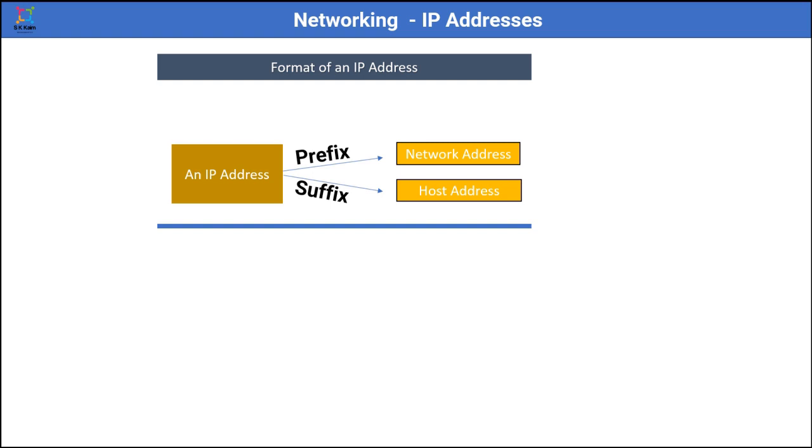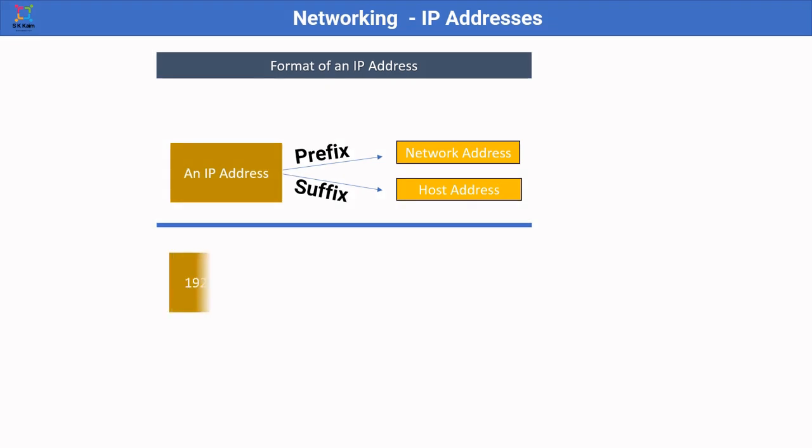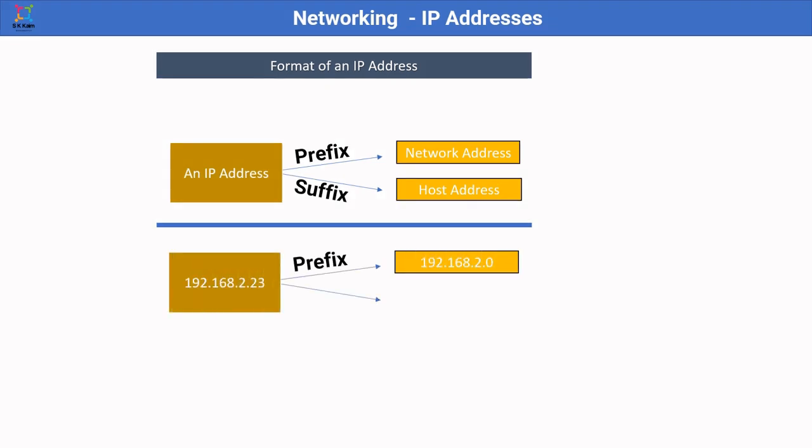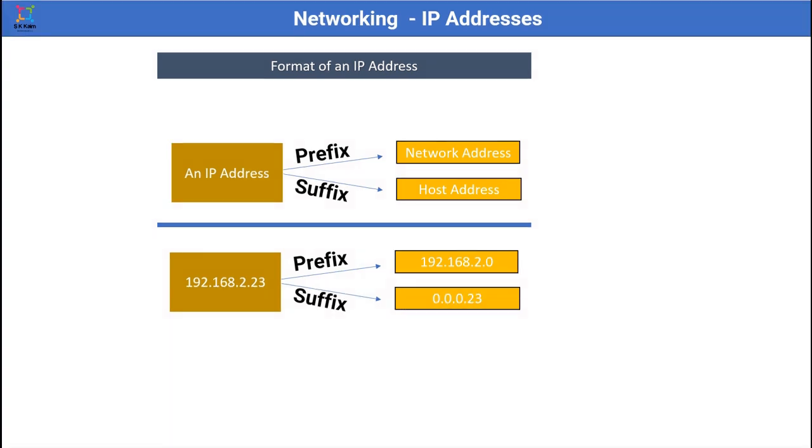For example, if you have an IP address assigned to a machine which is 192.168.2.23 and the prefix is 192.168.2.0, this means this is the network address for that host, and within that network the location of this host is the host address, which is the suffix, 0.0.0.23. So 23 is the location of that host in the network 192.168.2.0.